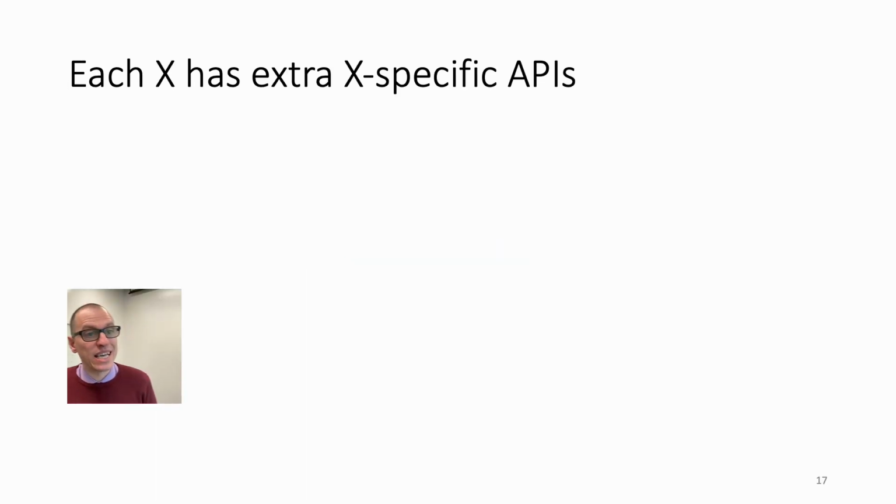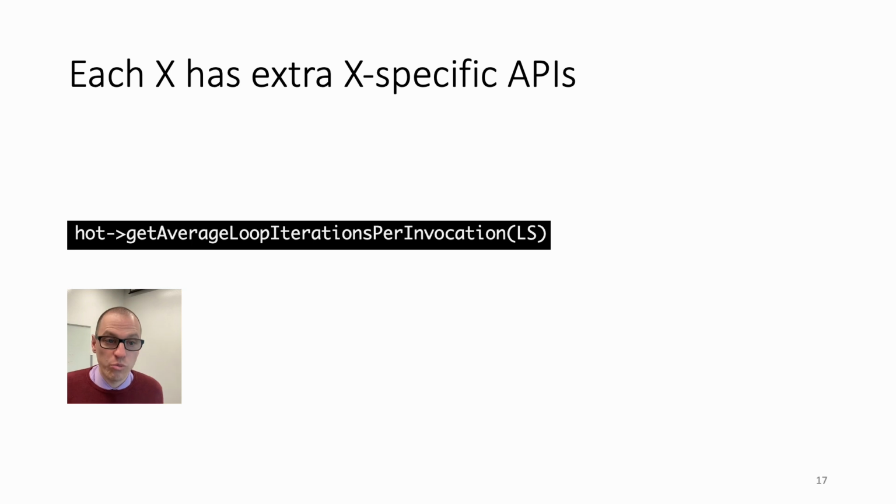Some X have extra queries you can ask that are not available for other X. You can do extra queries for loops, for example, that don't make sense for another code region, like a function. So for example, if you have a loop, an instance of the class LoopStructure, you can ask the profiler object, give me the average number of loop iterations that have been executed per invocation of this loop. Obviously, this is a query that can only make sense for a loop, not for a basic block or a function.